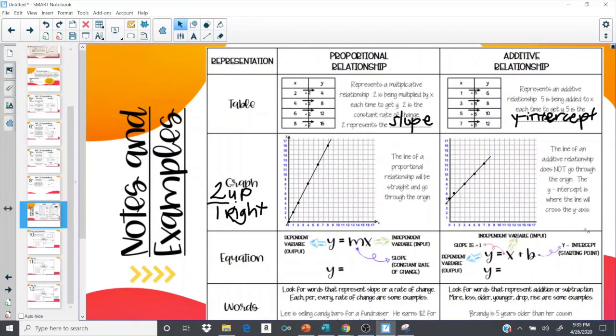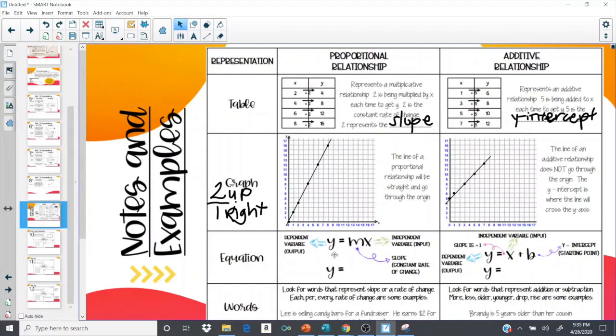Okay, so that's the difference between the graph of a proportional relationship and an additive relationship. In a proportional relationship, the line will go through the origin. In an additive relationship, it will go through the y-intercept. It will not go through the origin. Okay. Now let's compare the equations.